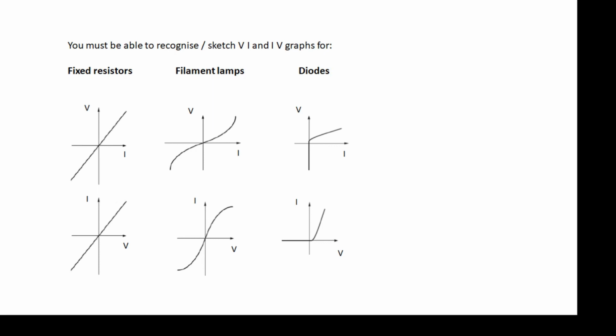The three graphs at the bottom are I against V. It's the same data, we've just swapped the axes, so they are IV characteristics.